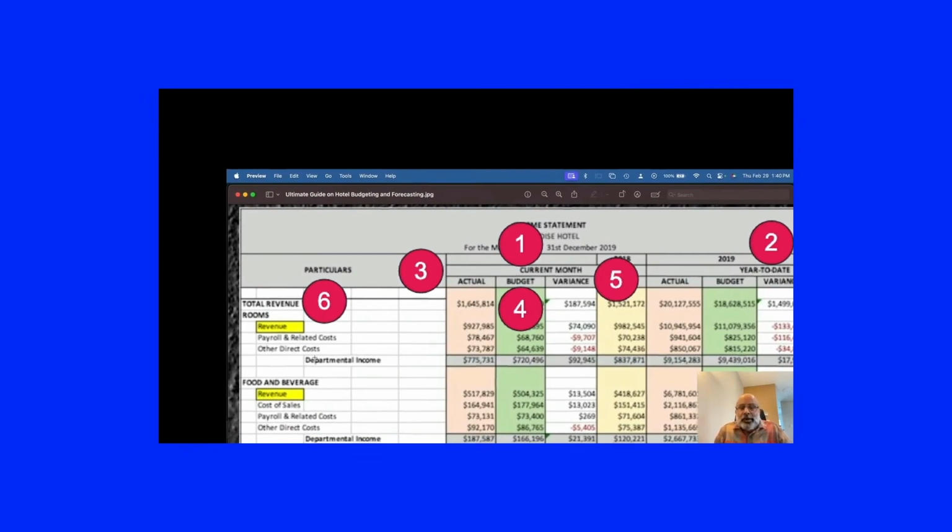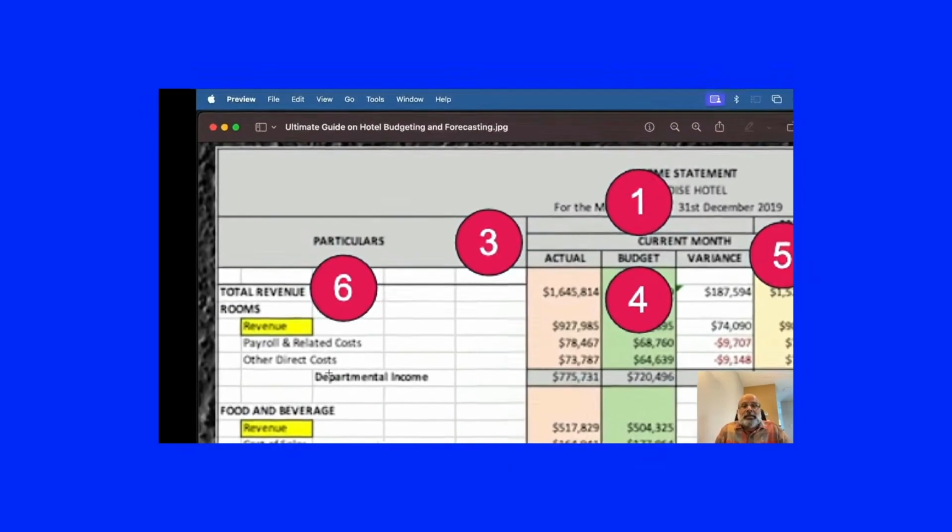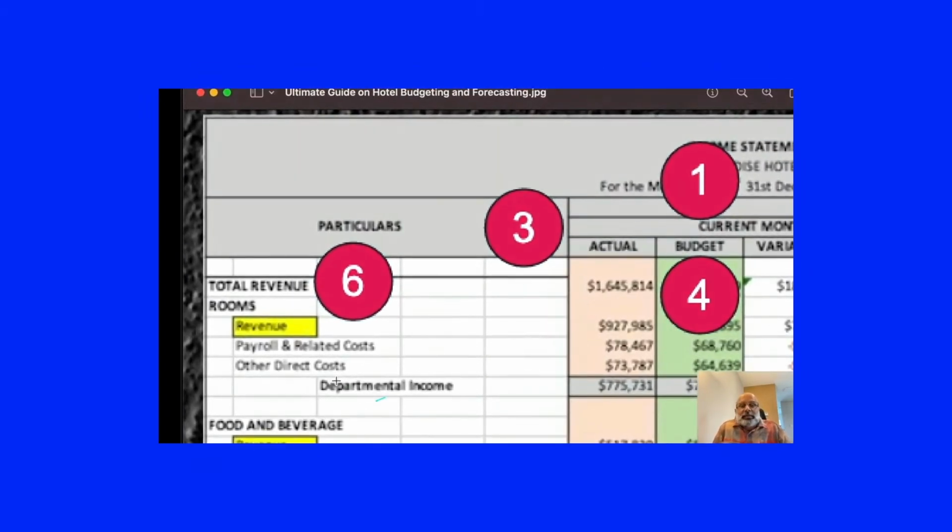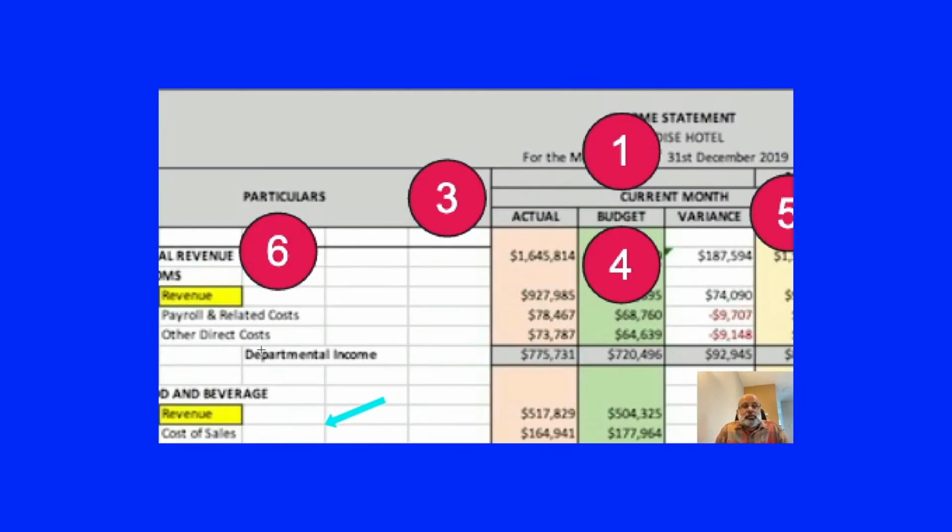Now on to number 6. Number 6 is the total revenue budgeted for the hotel for the period. In the hospitality industry, there is a saying, if there is no top line, there is no bottom line. This shows you the total revenue right here.